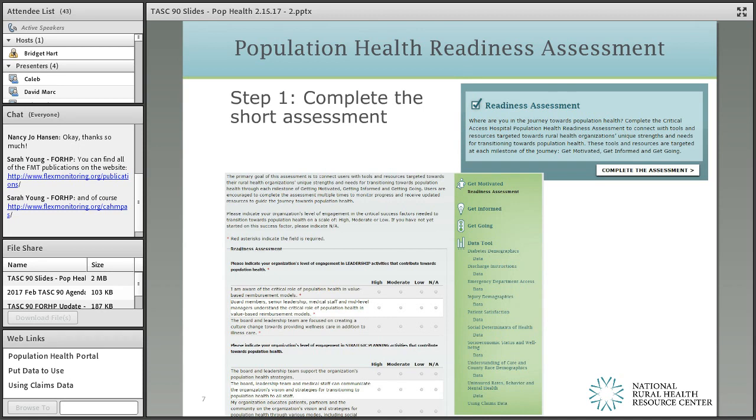Population health readiness assessment, the first step. This allows rural hospitals and networks to look at how they are prepared for population health, and then from the results, there will be targeted resources that are unique to their needs or their strengths for transitioning towards population health. And there's only 21 questions.